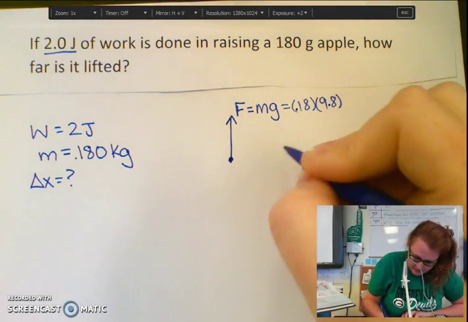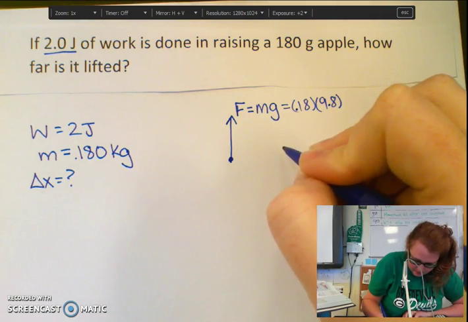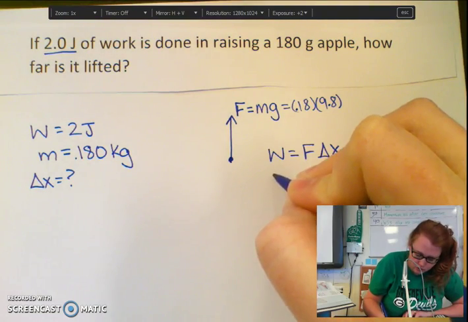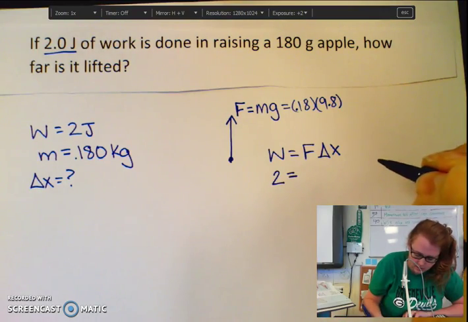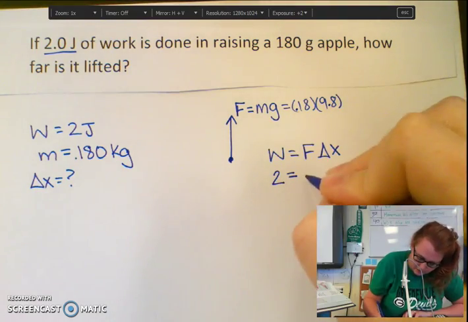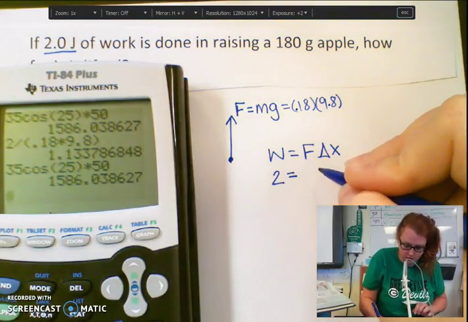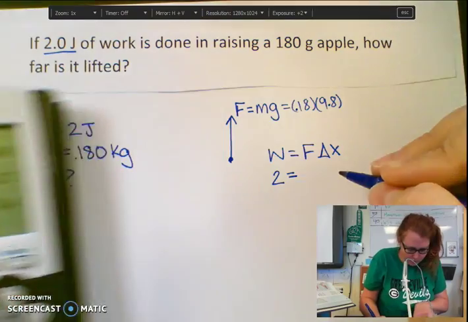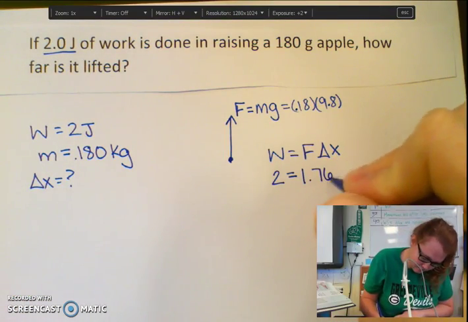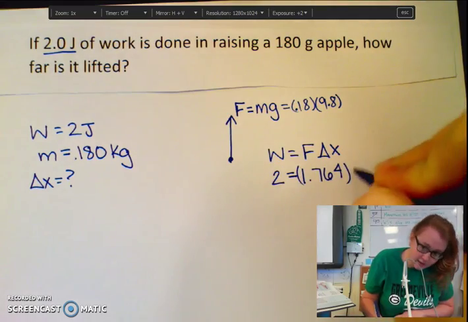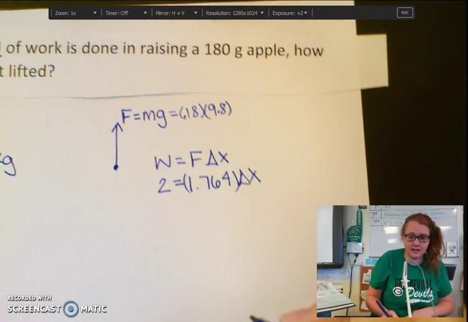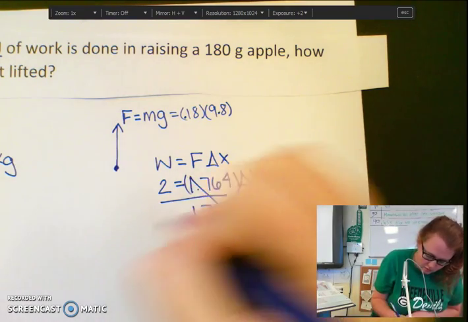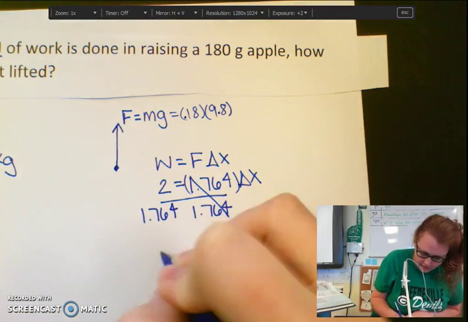Let's go ahead and figure this out. Work equals force times delta X. So 2 joules is going to equal this force, whatever that is. I'll go ahead and do that here. 0.18 times 9.8, 1.764 times delta X. Now to get delta X, we have to divide both sides by 1.764. And that will be my answer.